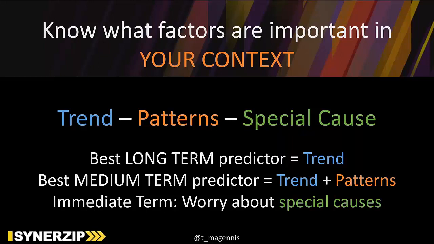So just finishing up on this section, you've got to really know what your system context is that you're forecasting. Is the reliable forecast the trend, which will be best long term? Is it the trend plus patterns, which are best for the medium term, out a month or two? Or is it special cause, which means next week or this month?